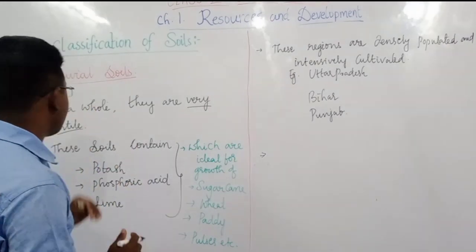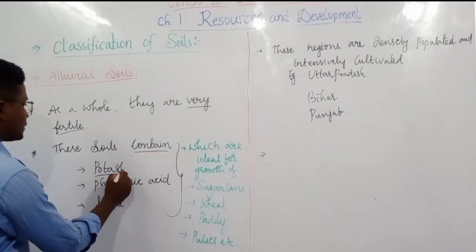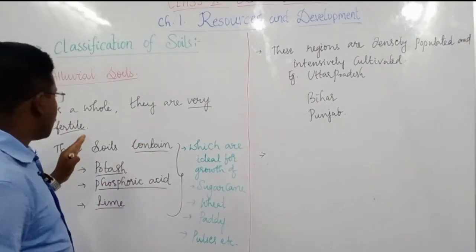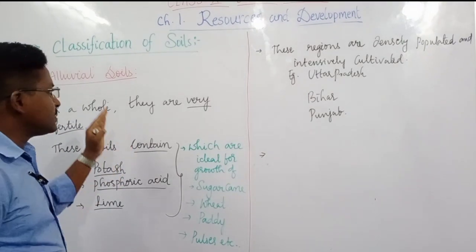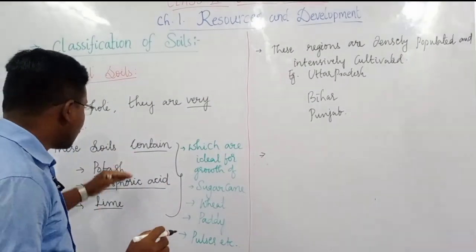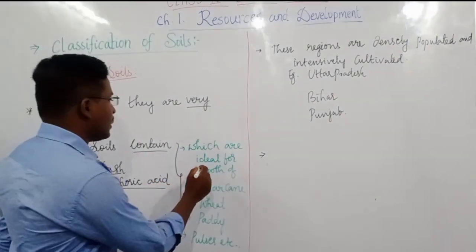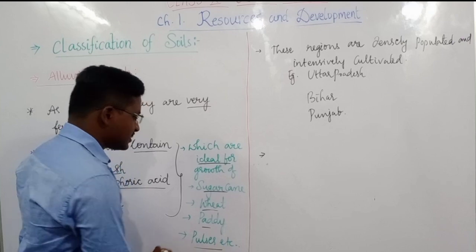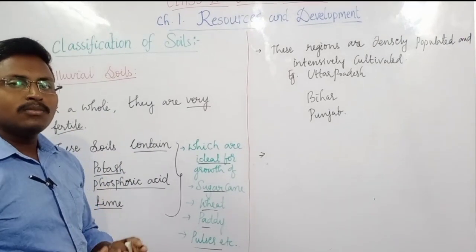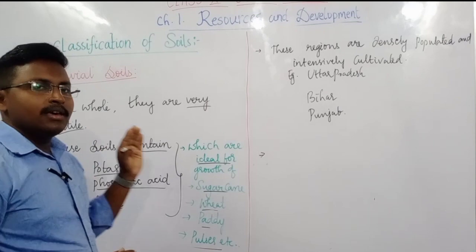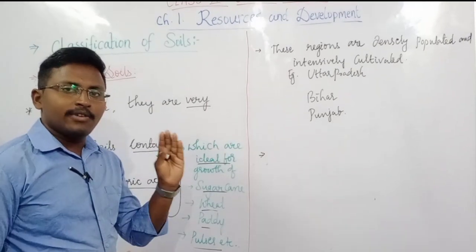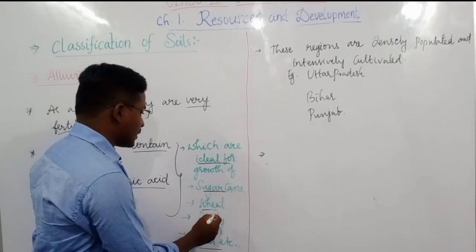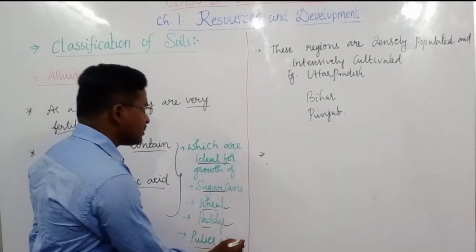And this alluvial soil contains potash, phosphoric acid, and lime. These are the components present in alluvial soil, and because of their presence, these soils are ideal for growing sugarcane, wheat, paddy, pulses, etc. If you look at most of the people in these plain areas, especially in the northern plain regions, wherever this alluvial soil is found, there you can see the growing of sugarcane, wheat, paddy as well as pulses.